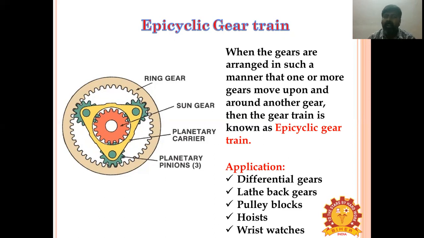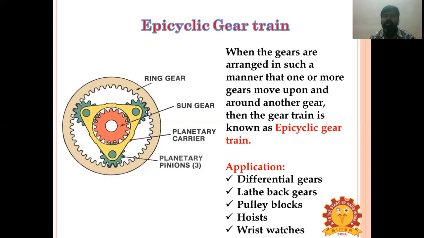Now the types of epicyclic gear train. It is normally classified into two types: simple epicyclic gear train and compound epicyclic gear train. I already explained what simple and compound mean. When there is only one gear on each shaft in an epicyclic gear train, it is called a simple epicyclic gear train. When there is more than one gear on a shaft, it is called a compound epicyclic gear train.